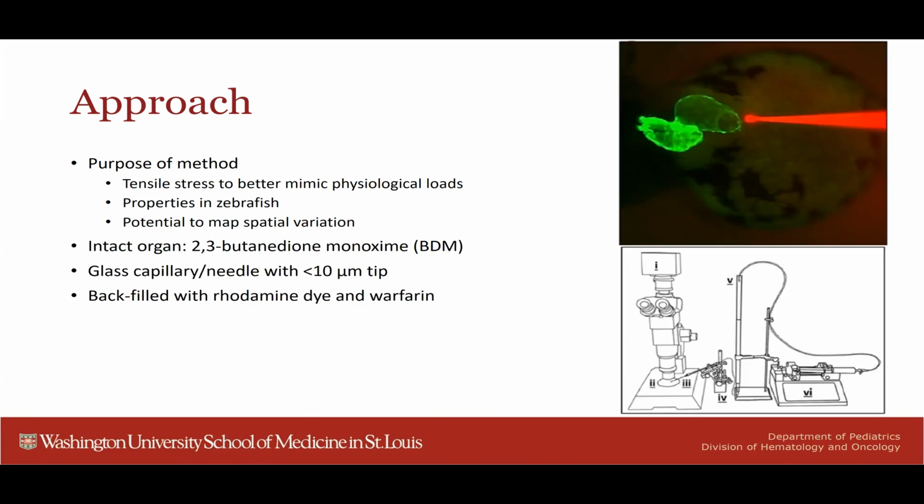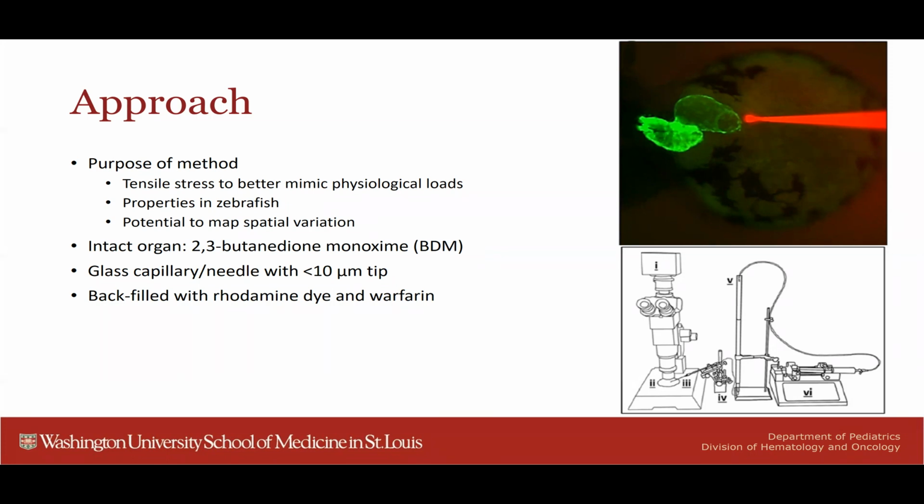So what we looked at doing is using an inflation method. We used an intact heart, and we would take a cannula and poke that into essentially a region around the atrial inlet, and we could pressurize the heart from that location. One challenge when looking at the heart is normally it's undergoing contraction. So we also applied BDM to stop the heart in order to make these measurements. The tip of the capillary or the cannula was roughly 10 microns.